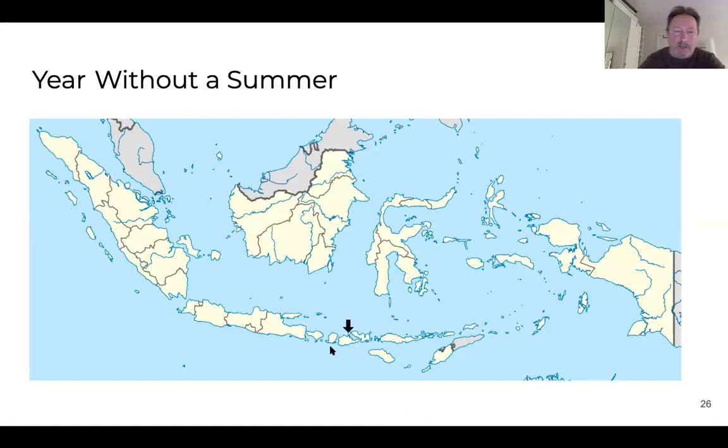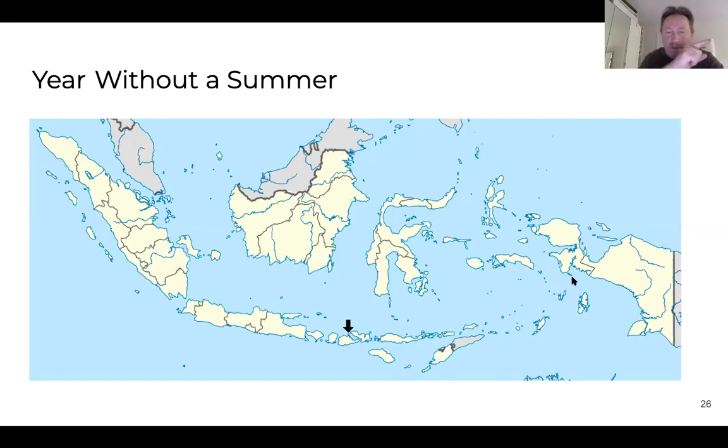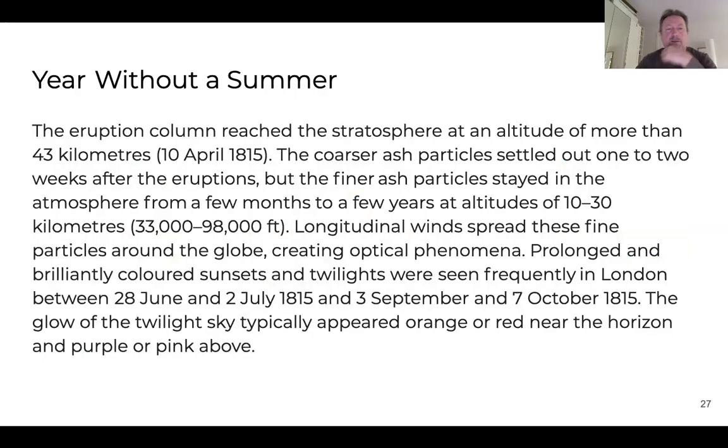The volcano is here. This is the island with this volcano. This is modern Indonesia. And the resulted area is Europe, which is far from here, and New England is also far from this place. The eruption column reached the stratosphere at an altitude of more than 43 kilometers. It was on the 10th of April.